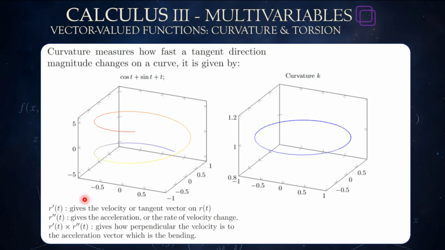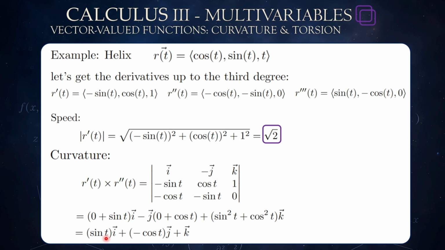In this picture, we see the function cosine t, sine t, t to the left, and to the right, the curvature, which is r prime cross r second t, the first derivative cross product the second derivative, divided by r prime t to the power of 3 in length. So the size of r prime t in length to the power of 3. This is what the curvature looks like. So it is equal to sine t i minus cosine t j plus k.